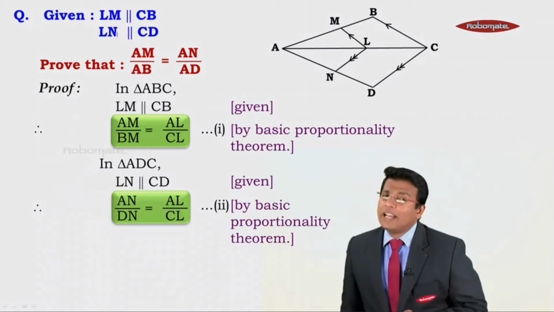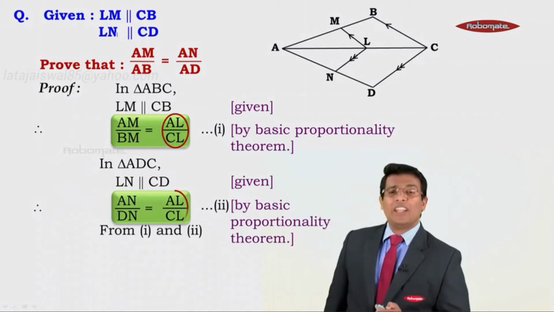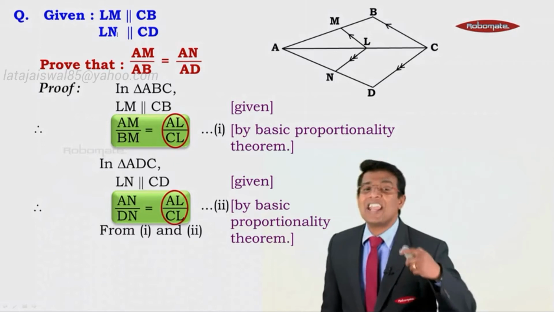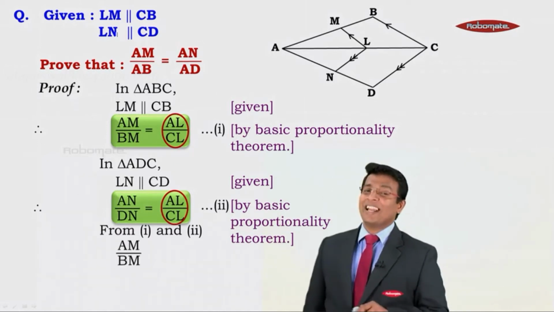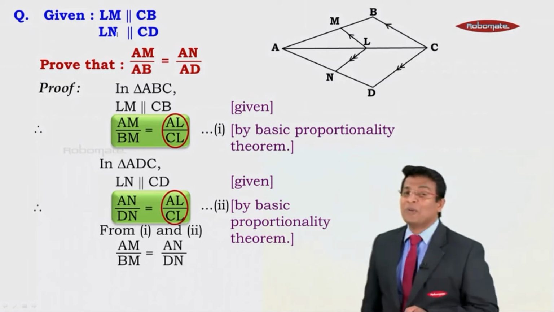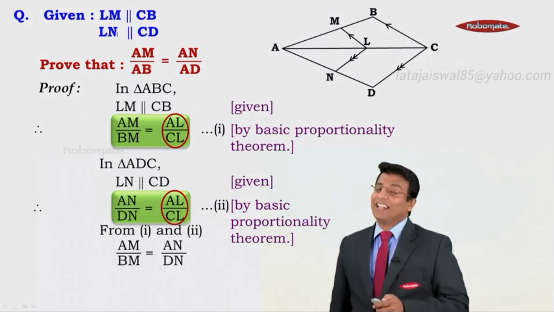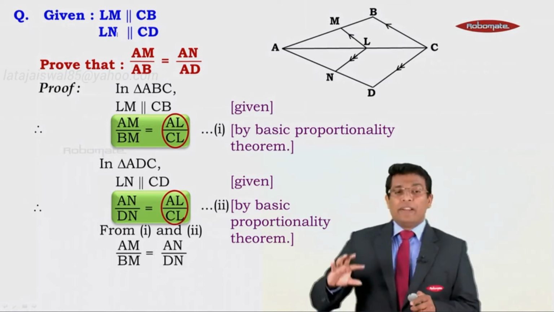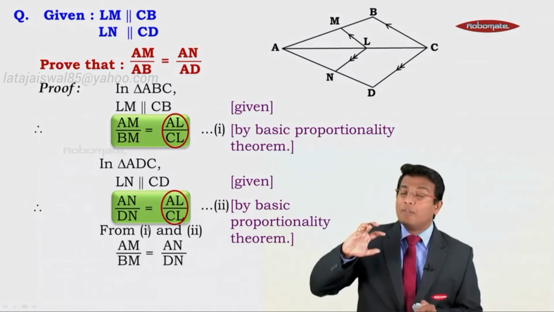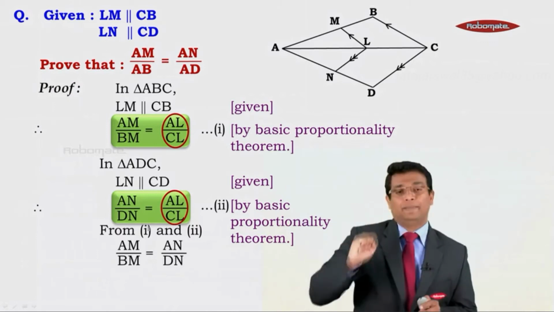Now, when we look at statements 1 and 2, what do we get? The right hand sides are equal. That means the left hand sides would be equal. That means we'll get AM upon BM is equal to AN upon DN. The reason is from 1 and 2. Now we have got something, right? Now compare this with what we wanted.